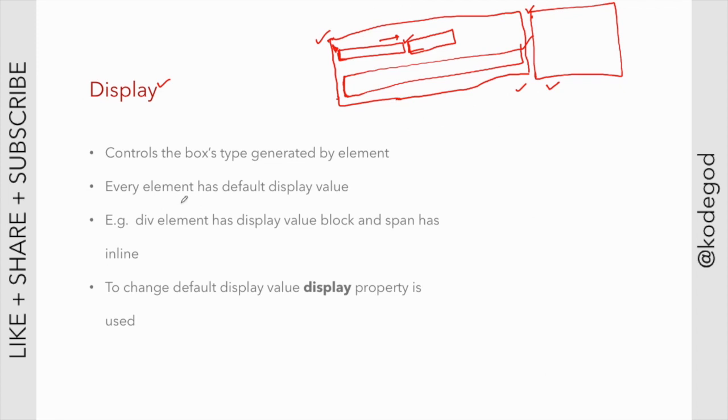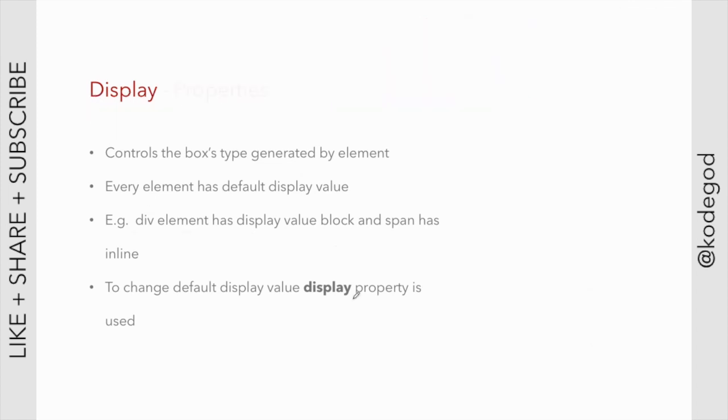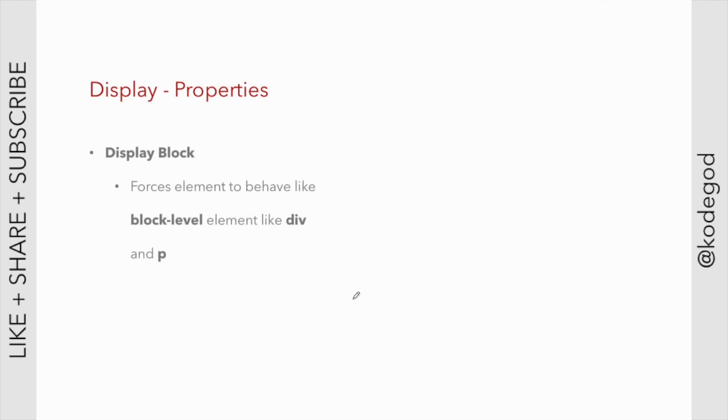As discussed earlier, every element has a default display value. Like the small tag has inline as a default value, div has block as the default value. But you can change that behavior with the help of the display property. We'll quickly talk about the property values that the display property holds. Display block forces an element to be a block level element, like div and p tag.